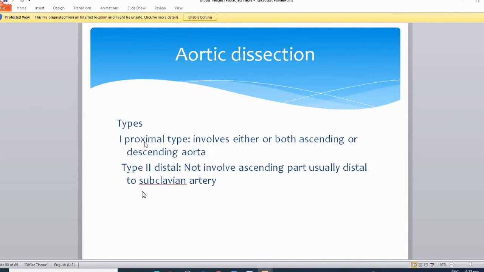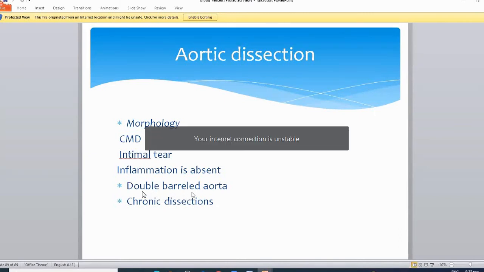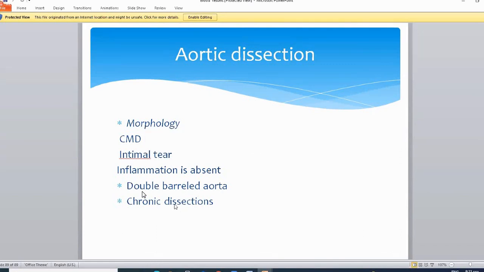Now dissection can be of two types. Type 1, proximal, involves either or both the ascending or descending aorta. Type 2, distal, does not involve the ascending part, usually distal to the subclavian artery. Morphology: cystic medial degeneration, like an amorphous pinkish substance deposit. This can result in radiology showing a double-barrel aorta, or if chronic dissection occurs and it has healed and not ruptured, this can lead to chronic dissection.